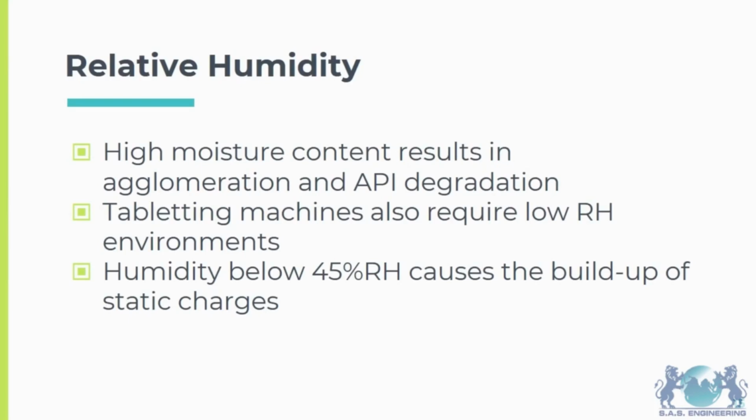As I mentioned before, temperature is an incredibly important parameter in pharmaceutical production, but relative humidity is also very important. This is because high moisture content in the air can result in agglomeration of your granule and powder mix and may even lead to API degradation. There are certain tableting machines that also require low relative humidity environments. In general, most pharmacopoeial guidelines advise for a relative humidity below 45%.